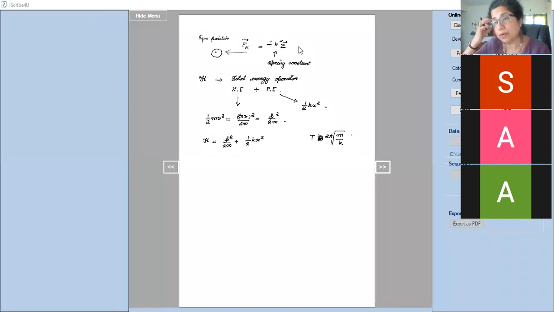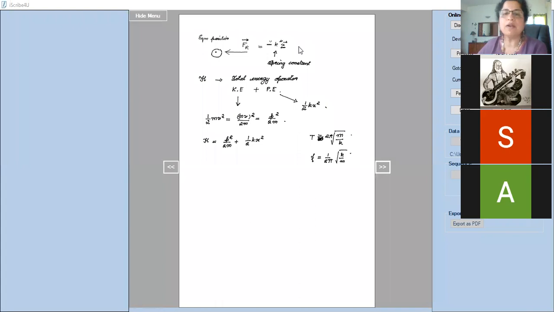Now if you want the frequency, what is your frequency? Your frequency is nothing but 1 by 2 pi root of k by m. The way to remember is that as k increases, the restoring force increases, so the frequency will increase. M, on the other hand, makes the whole thing more sluggish. It will be impeding the frequency, it's an inertial thing, right?